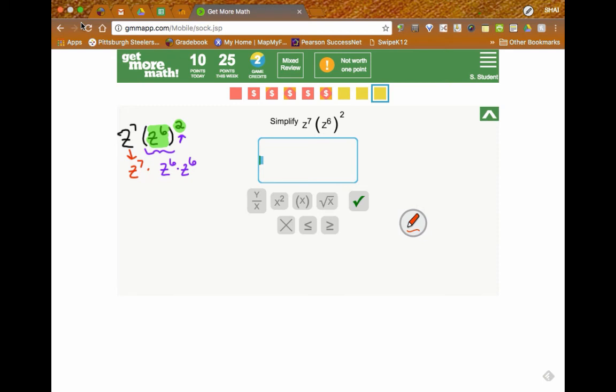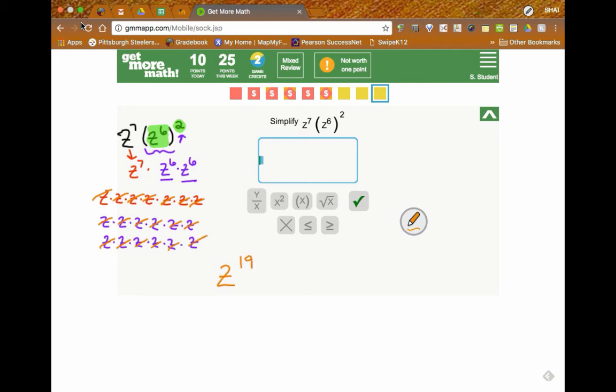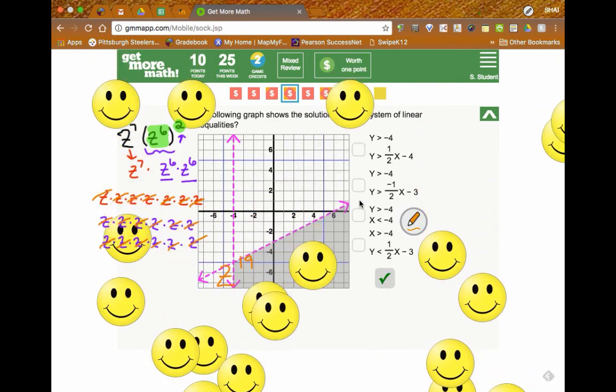So then you're just going to expand all of that out. So z to the 7th is 7 z's. z to the 6th is 6 z's. And that takes care of this one, but I have another one. So I have another set of 6 z's that I'm writing. And now I have everything expanded. So to come up with my answer, you have a z, and then you just have to count your z's. So we have 1, 2, 3, 4, 5, 6, 7, 14, 15, 16, 17, 18, 19. So our exponent would be 19. So z exponent 19.